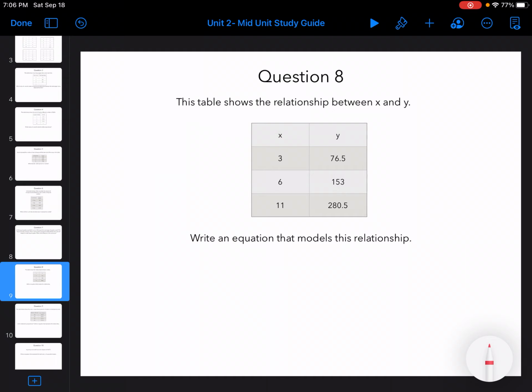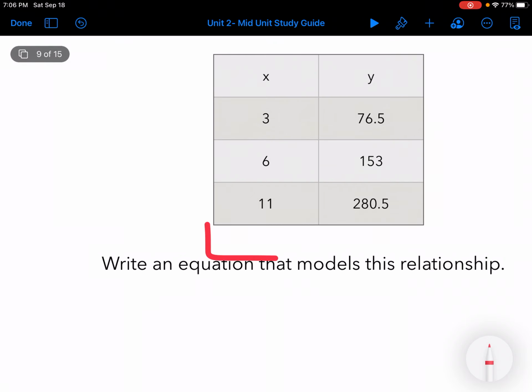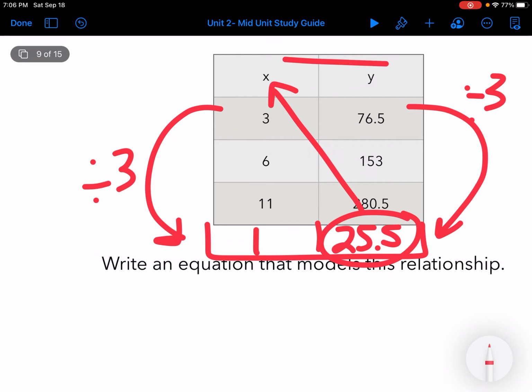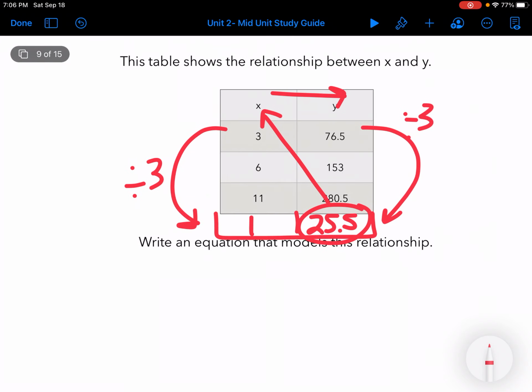All right, this table shows the relationship between x and y. Write an equation to model this relationship. Well, I'm going to have to add a row and find for 1. So I'm dividing by 3. I'm going to divide this side by 3. So 76.5 divided by 3, and I get 25.5. So I know that 25.5 times x is going to equal y.